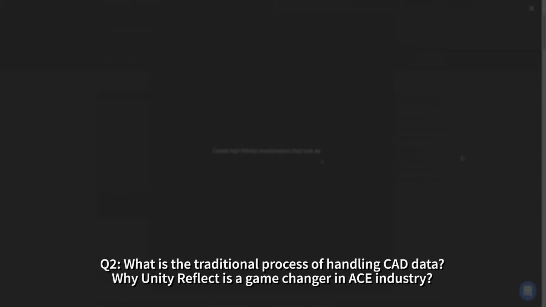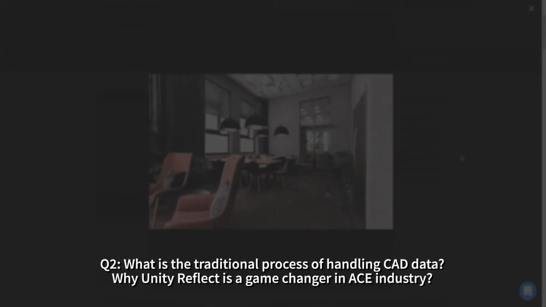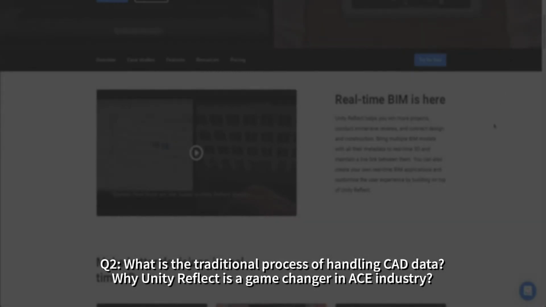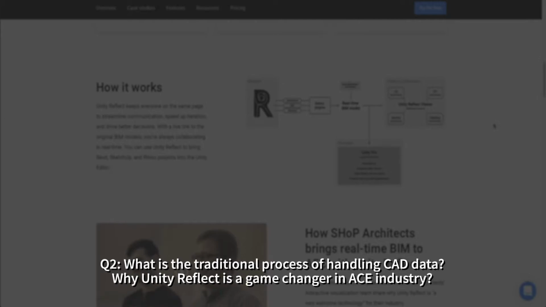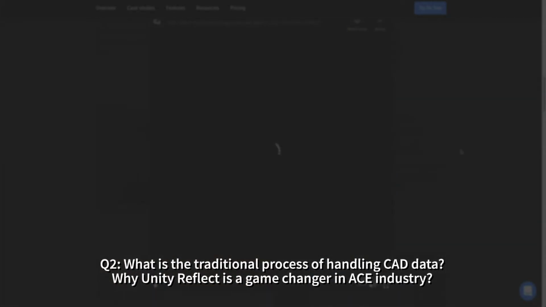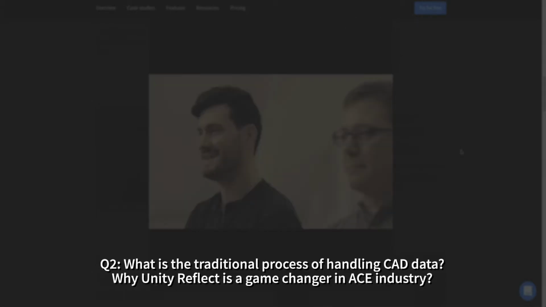What is the traditional process of handling CAD data, and why is Unity VFX a game changer in the AEC industry? Traditionally, people will have to either make a separate model or take an existing model from CAD data software and optimize it in software like 3ds Max Studio. This is a painful process, as I have done it a few times before. Also, you will lose all the metadata that links across the model. You will have to find a separate way to implement the metadata into Unity.